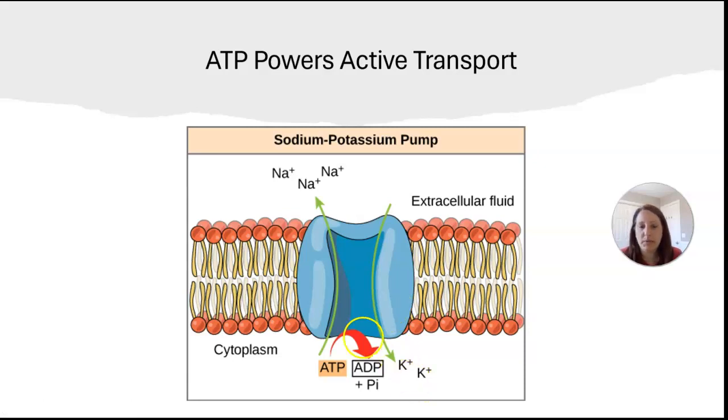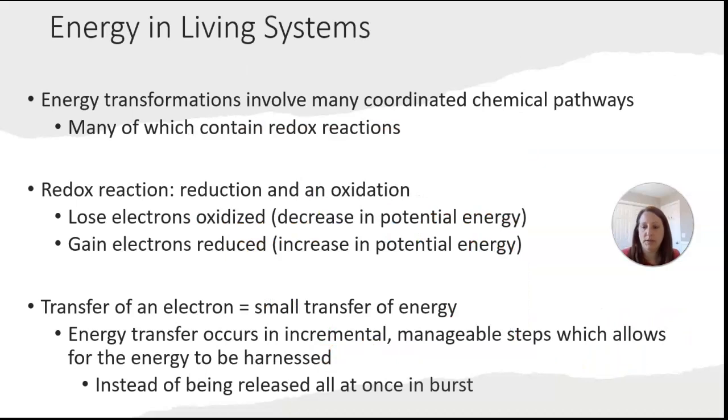And so where does ATP come in? ATP down here is going to transfer its phosphate group, driving this pump, and eventually you end up with ADP and Pi. So that energy gets used by this pump. ATP powers all kinds of cellular work. It could be energy coupling, it can be active transport. ATP is going to be that main molecule involved.